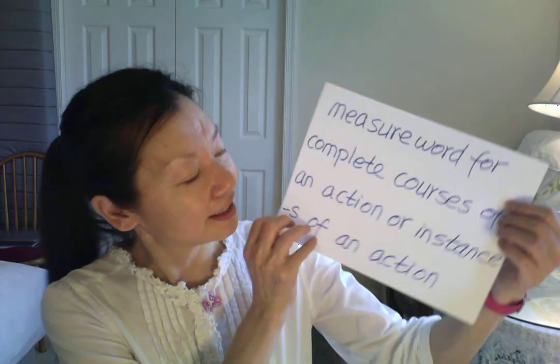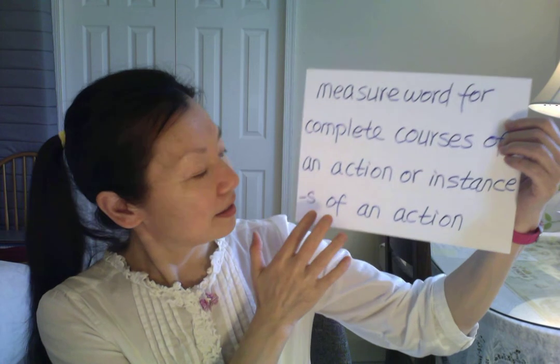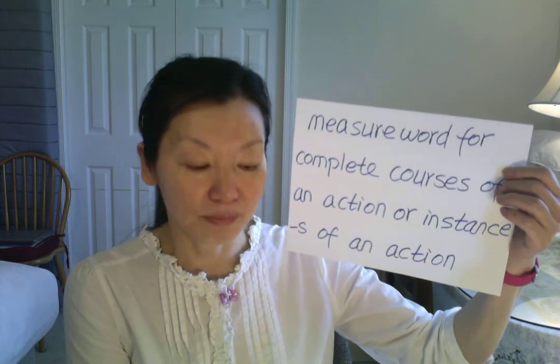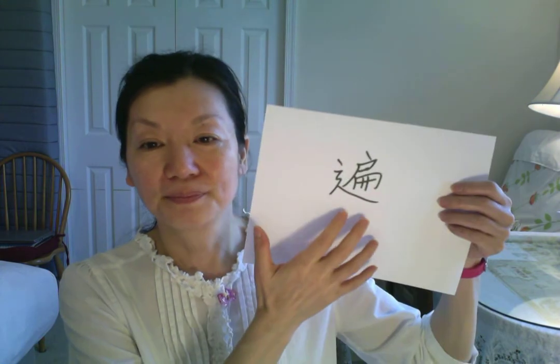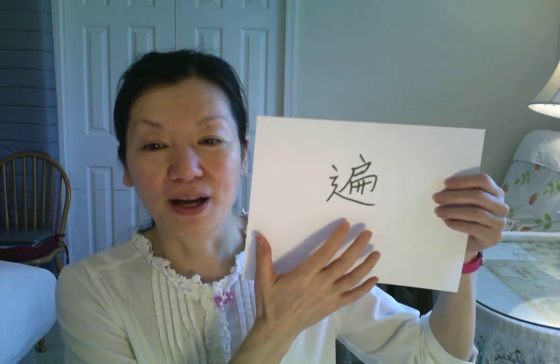It's a major word for the complete course of an action or an instance of an action. So another major word. In Chinese, we say 遍. One more time. Okay, let me see the next one.